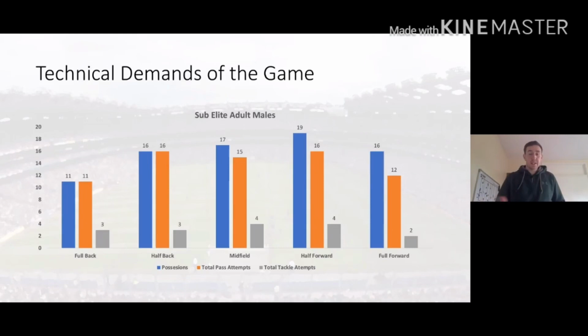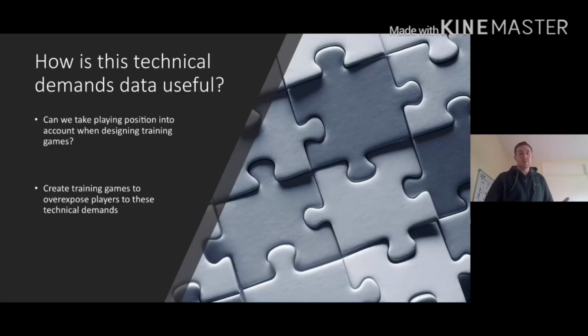If we look at it in males then, again, a similar enough trend is evident that the full backs aren't getting on the ball as much, they're not making as many pass attempts. Okay, so how is this information going to be useful for us? When we're designing our training drills, can we take playing position into account? If we're looking at our full backs, they're not getting as much ball as the other positions.